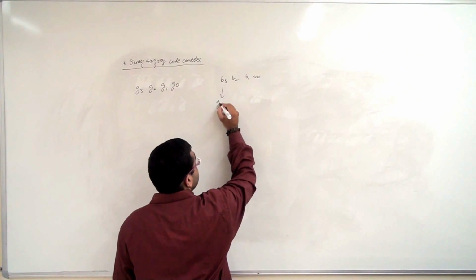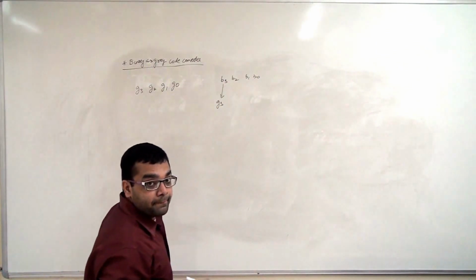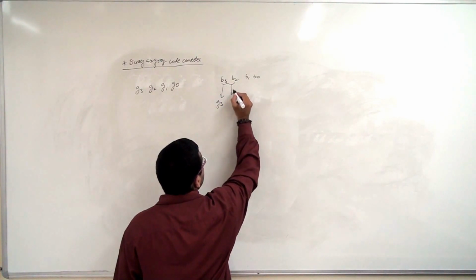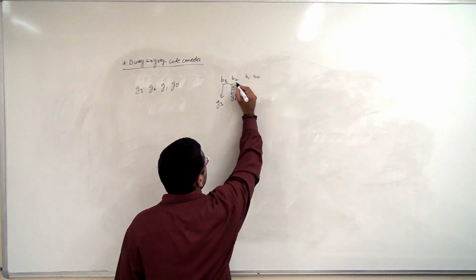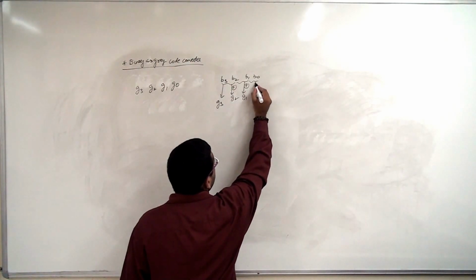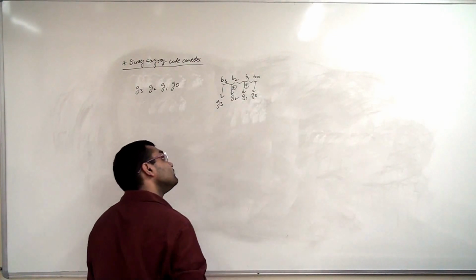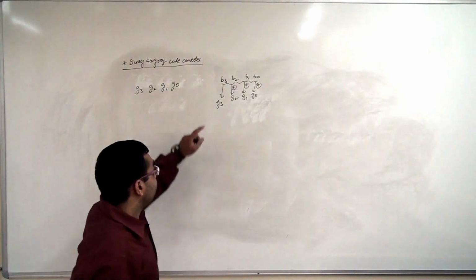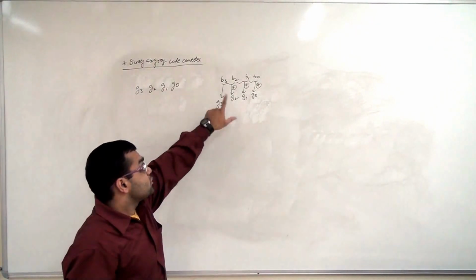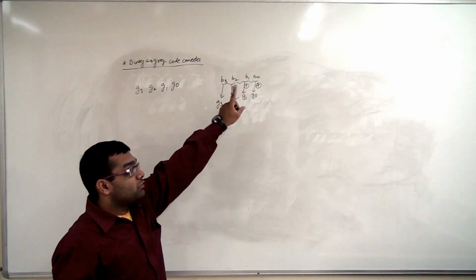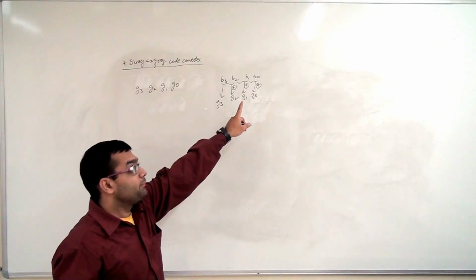This B3 remains as G3. Now for G2, we perform the XOR of these two. Now for G1 we perform the XOR of these two, and for this we perform the XOR of. That means simple funda, our B3 same as G3, G2 is XOR of B3 B2, G1 XOR of B2 B1 and G0 XOR of B1 B0, sorry.